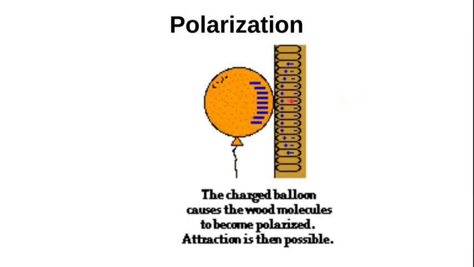So this, again, is just a picture. Each of these little ovals here represents a molecule in the wood. Here we have a negatively charged balloon. In each molecule, it pushes the negative charges more towards the back of the molecule, leaving the front of the molecules positive. And so they're attracted to the negative balloon, and the balloon sticks to the wall. So again, though, the overall charge on that wooden wall is still neutral. We haven't added any charges to it at all. We've just polarized it there.